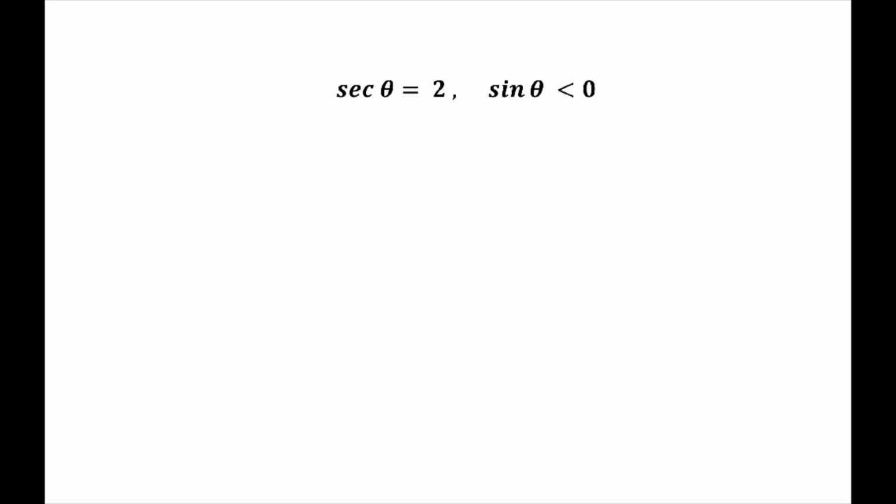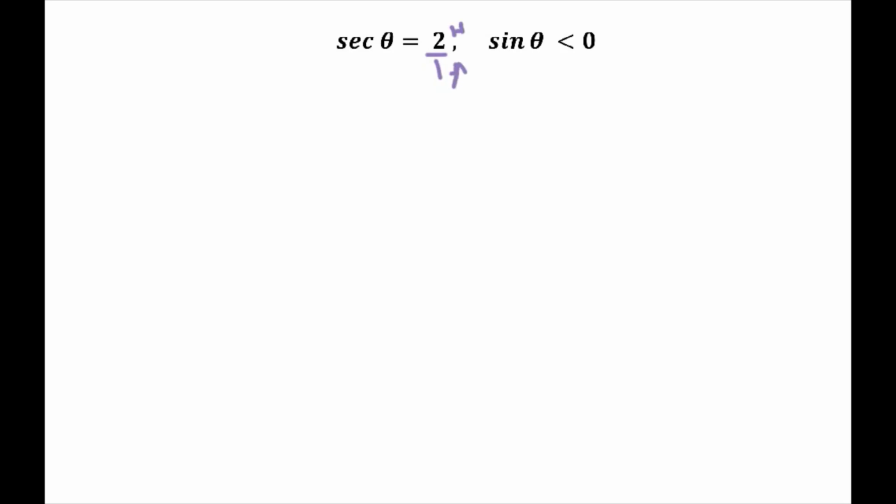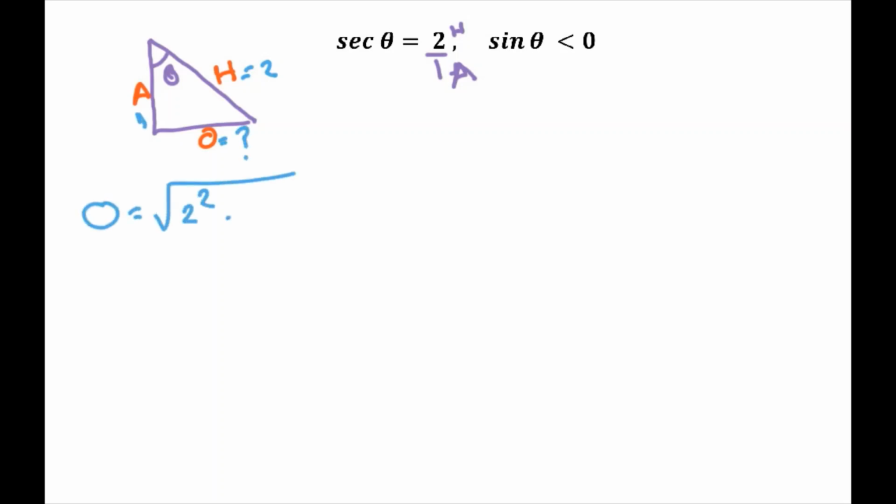Let's try this one here. First of all, secant is what? Secant is the reciprocal of cosine. So if this is 1, that's going to be the hypotenuse and this is the adjacent. Let's say that this is theta, for example. That's the opposite, hypotenuse, and adjacent. We know that the hypotenuse is 2, the adjacent is 1, and we don't know the opposite. So the opposite equals the square root of hypotenuse squared minus adjacent squared. That's going to be square root of 3.